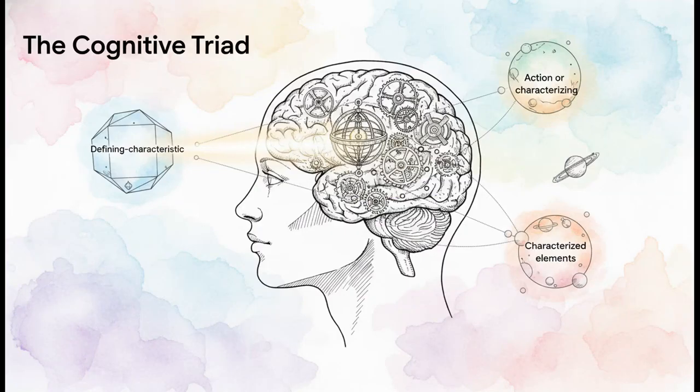What's truly fascinating about this cognitive reflex is how our dualistic mind automatically slices the baseline of reality into a very specific triad. Just to even speak of a fundamental particle, your brain instantly generates 3 distinct spheres: the defining characteristic, the action of characterizing, and the characterized element itself. It happens in a flash. It's a completely inescapable cognitive habit.